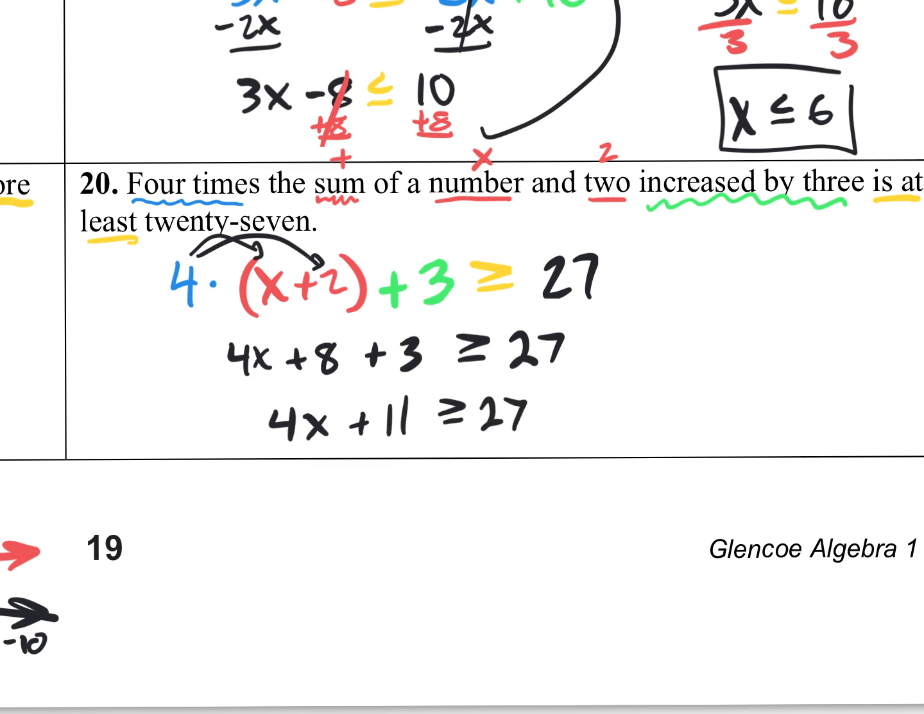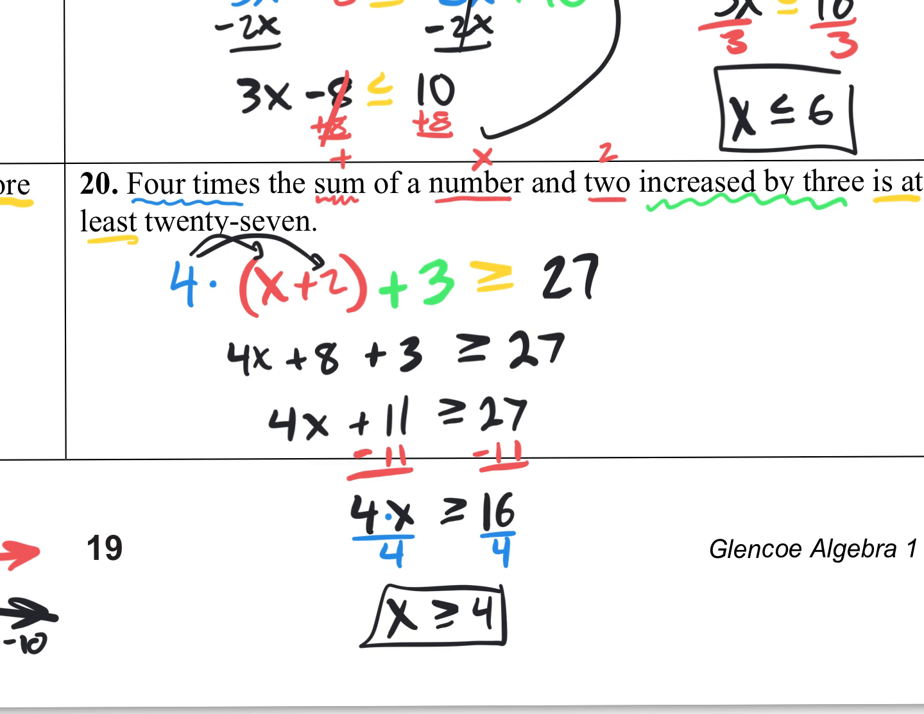And then to get x by itself on the left side of this inequality, you're going to get rid of this plus 11 first by subtracting 11. And subtracting 11, you will now have 4x is greater than or equal to 16, which really means 4 times x is greater than or equal to 16. To get rid of this multiplication of 4 in front of the x, you're going to do the opposite, divide by 4. Divide by 4. You're going to end up with x is greater than or equal to 4.